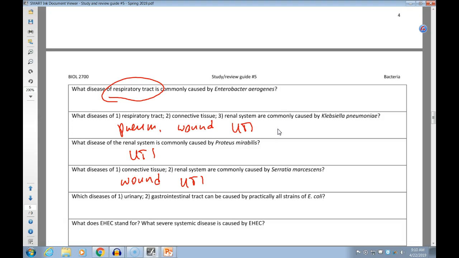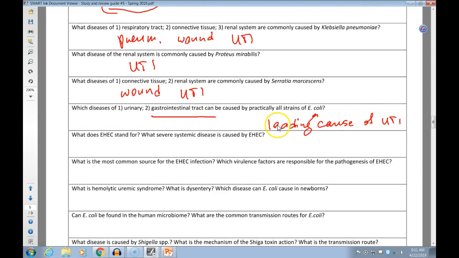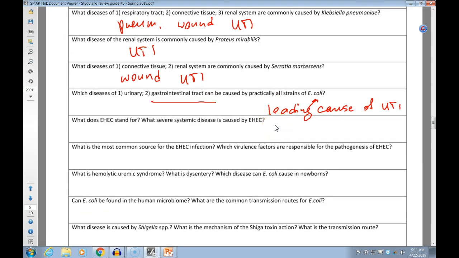Now I want to particularly stress the importance of E. coli. E. coli is the leading cause of urinary tract infections. In the GI, it's diarrhea. Okay? Now, EHEC. This one I specifically focus on. EHEC stands for enterohemorrhagic E. coli. Severe systemic disease is hemolytic uremic syndrome.